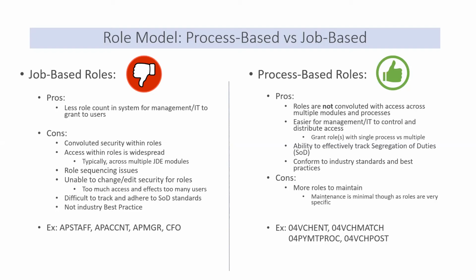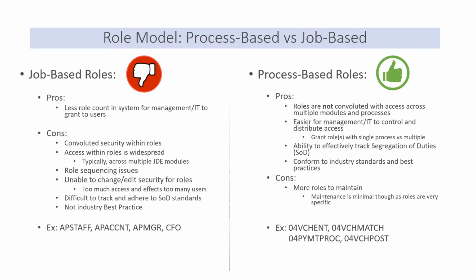So back to our job-based roles, for instance, AP staff, that's one role that has 7 processes. Well, in a process-based model, you will have 7 roles assigned to the user versus 1 role. And you have the flexibility to then remove that 1 role should that time come. So companies grow, departments grow, functionalities change. Your roles shouldn't have to change.